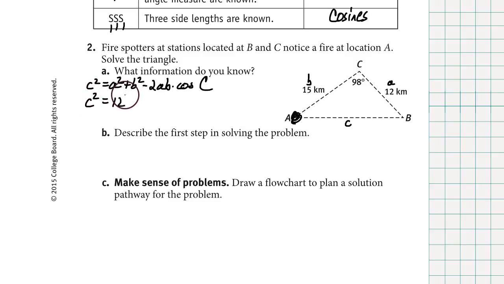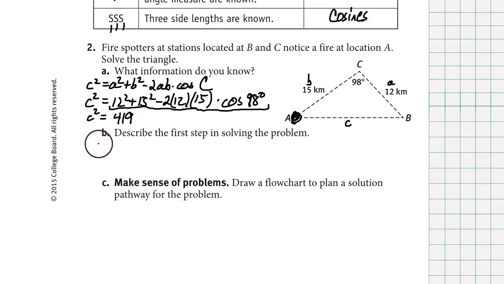For lowercase a, fill in 12. For lowercase b, it's the 15. And then minus 2 times the 12 times the 15. And then times the cosine of capital C, which is 98 degrees. So we have c squared equals, notice that on the right side of this very long equation, it's just all numbers. We can type that entire thing in the calculator and push enter when we get to the end. That all makes 419. Now do the square root of 419. We find out that lowercase c is 20.4.